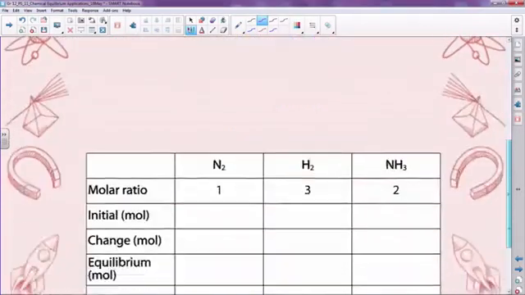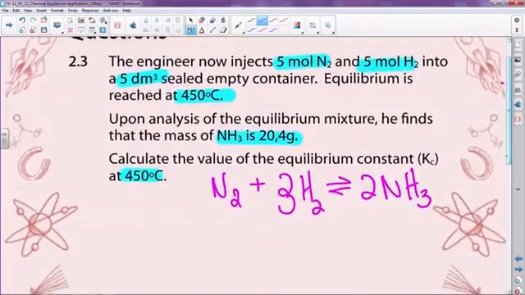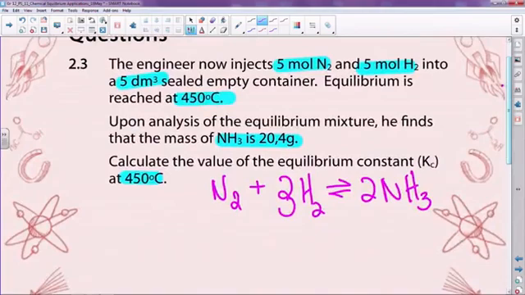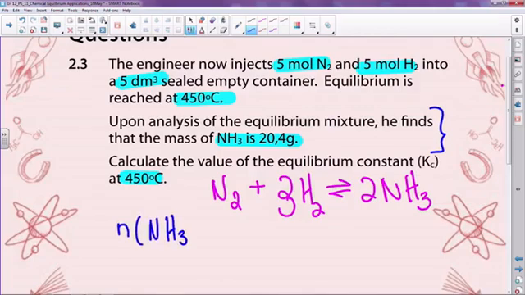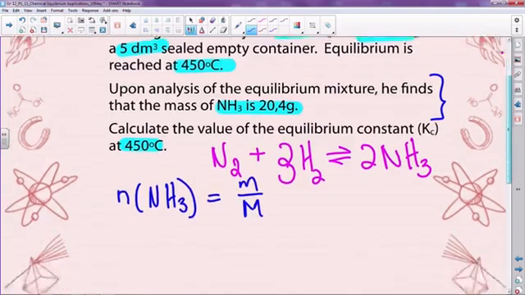But what I like about this question is this last little piece here, where it says that upon analysis, the equilibrium mixture, he finds that the mass is 20,4 grams of ammonia. You need to work out the number of moles of ammonia, okay? So we need the number of moles of ammonia in my container. Remember, number of moles is mass over molar mass. So this is the first thing we have to do.